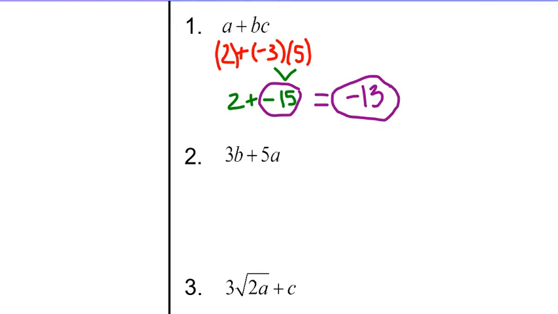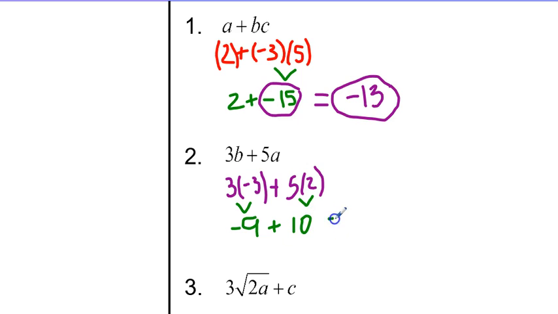Number 2, 3b times 5a. So we have 3b, which is -3. Remember, you put it in parentheses, plus 5 times a. A is 2, so we put the 2 in parentheses. Multiplication comes before addition, so we're going to do 3 times -3, which is a -9, plus 5 times 2, which is 10. -9 plus 10. We could actually rewrite that as 10 minus 9. Put that negative number at the end. 10 minus 9 we know is 1.